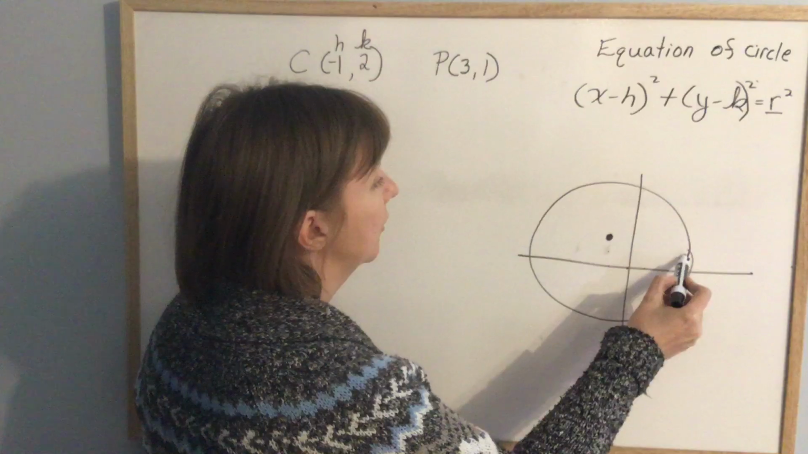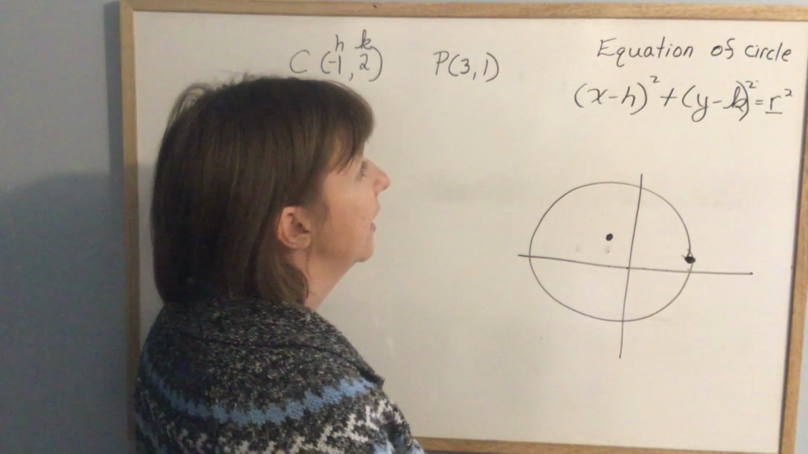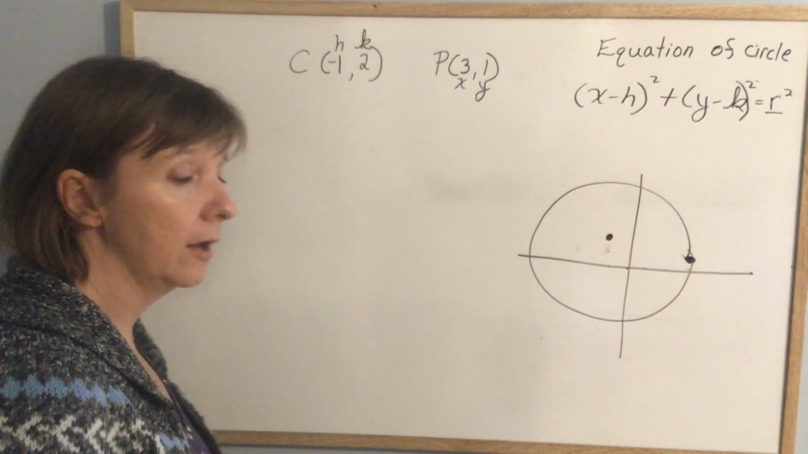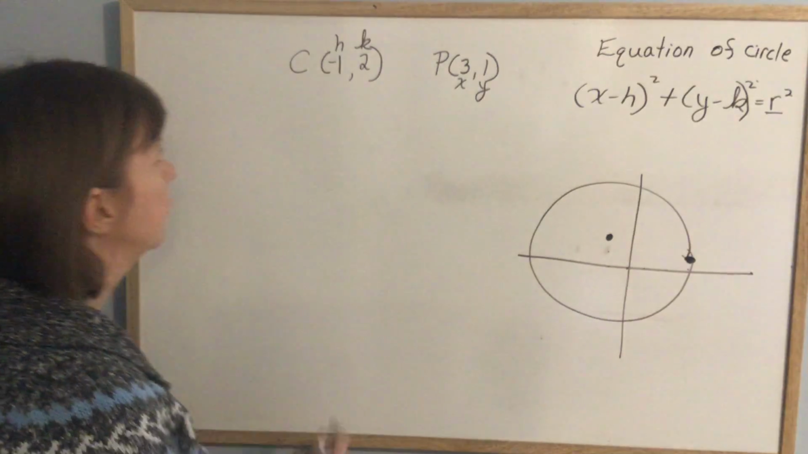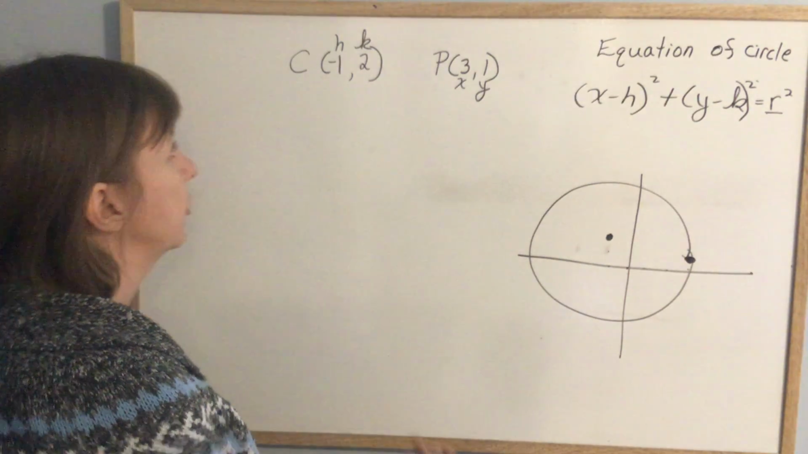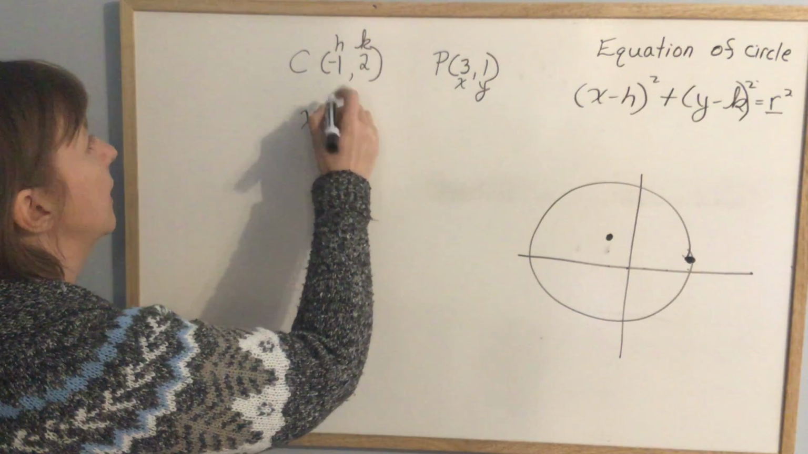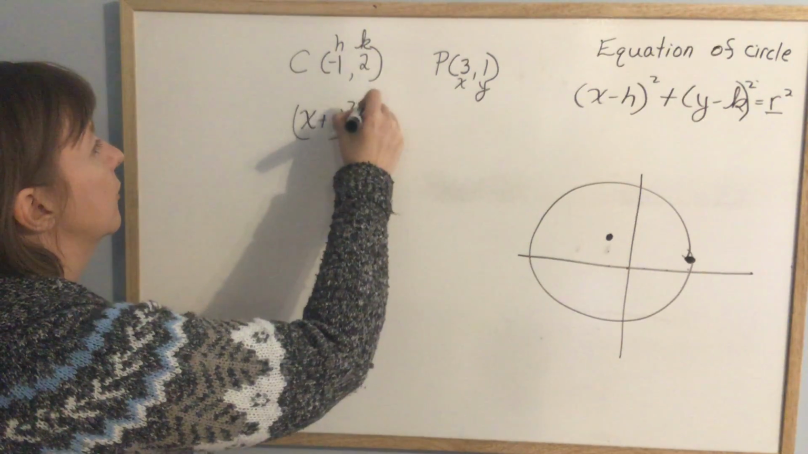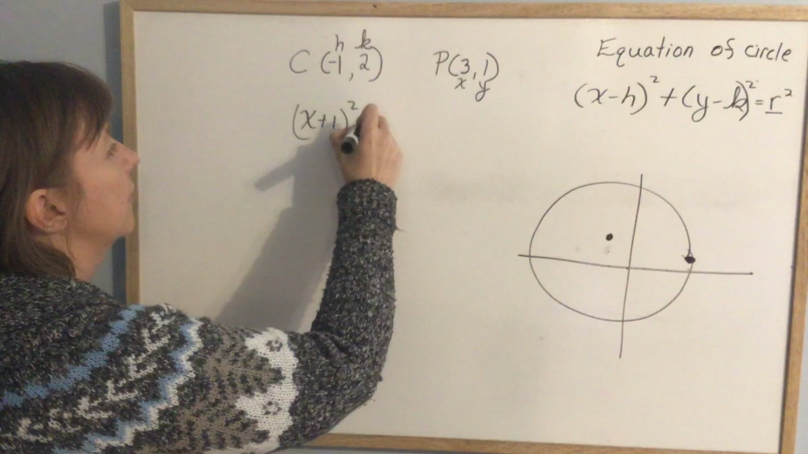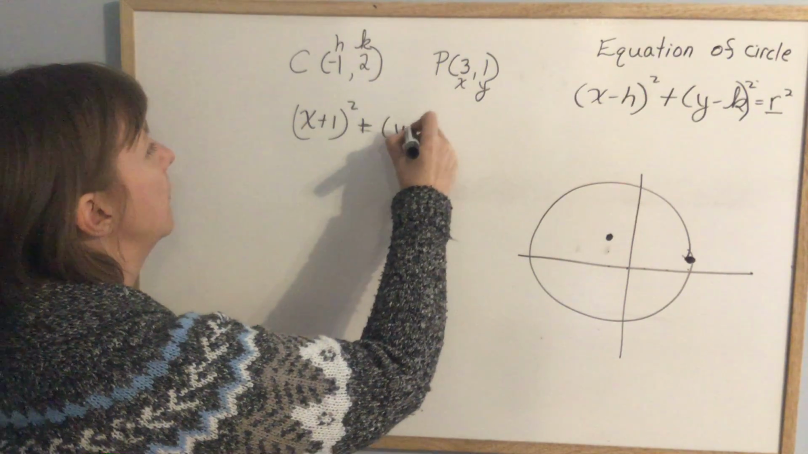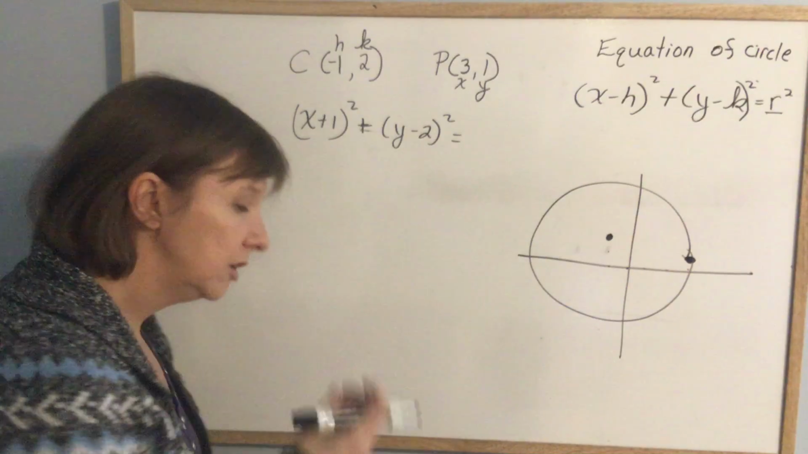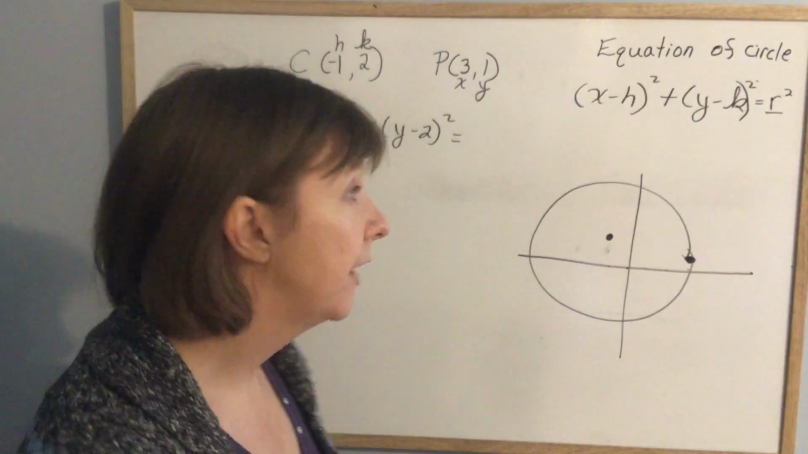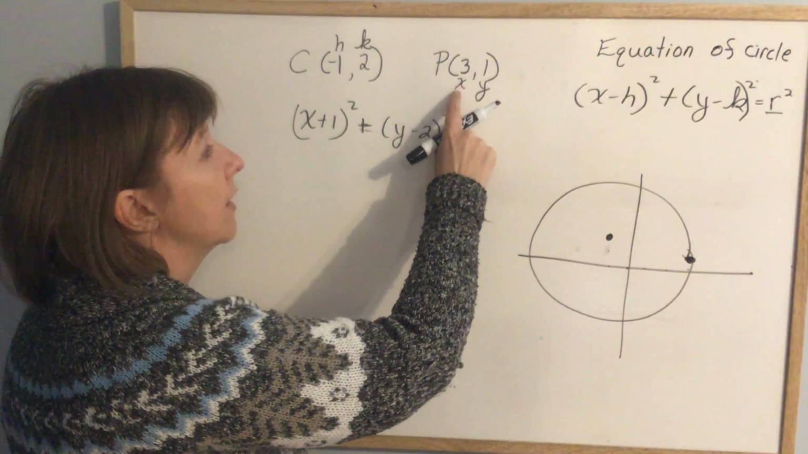So if that's the center and that's one of the points, if that's a point on the edge of a circle, that's actually an x and a y. So if I want to come up with an equation of the circle, just a general equation, I know I'm going to do x minus negative 1. So if I do x minus a negative, that's x plus 1 squared. Plus y minus k, so y minus 2 squared. Now here's where I run into a problem. I don't have a radius. That is why they give you this information, that this is an x and a y.